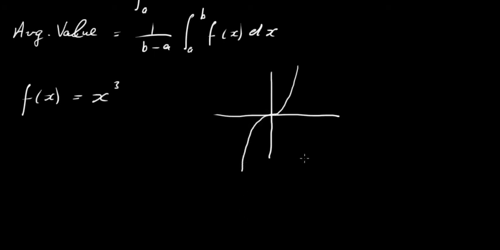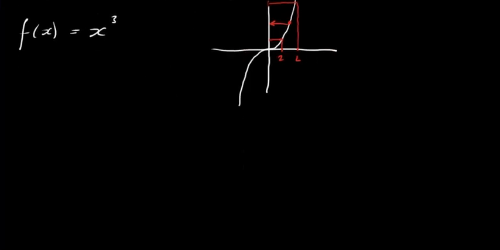So let's say we take the average value of this function between 2 and 4. So let's say, I don't know, 2 is here and 4 is here. So what we're going to do is look at the average value. The average value is going to be somewhere probably around here. This is going to be our average value here. Okay, so let's do it using our formula.